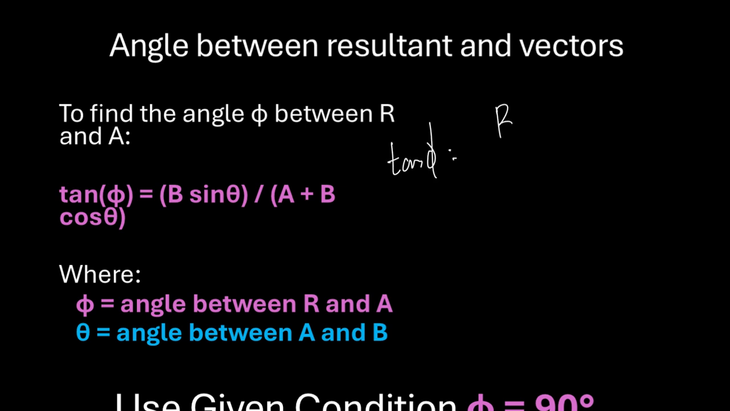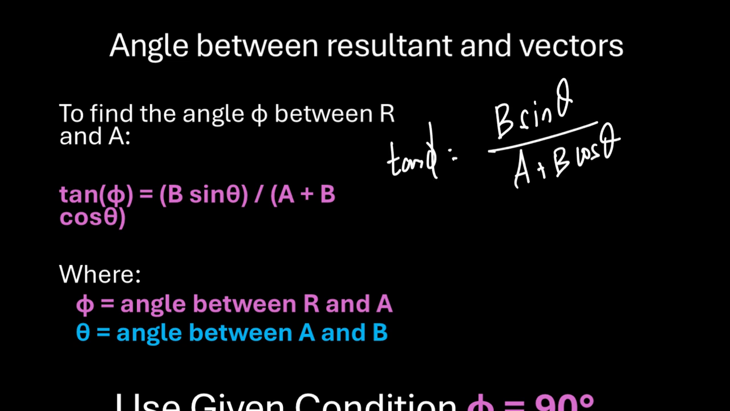tan phi is equal to B sine theta by A plus B cos theta, where phi represents the angle between the resultant and A. So we have vector A, vector B. The angle between these two vectors is theta, but there is a vector R making an angle alpha with vector A.